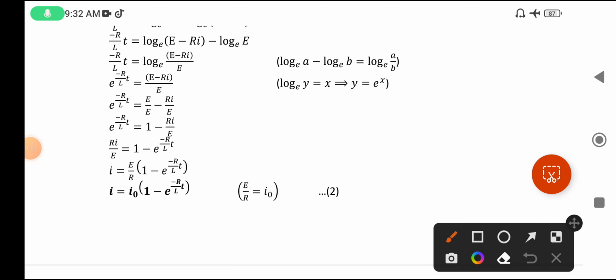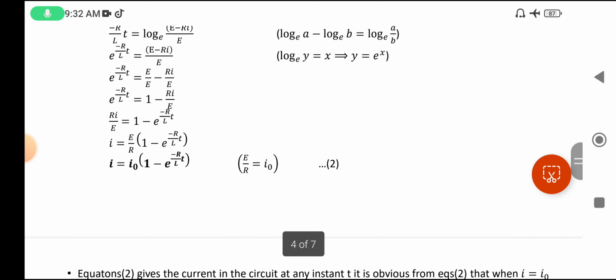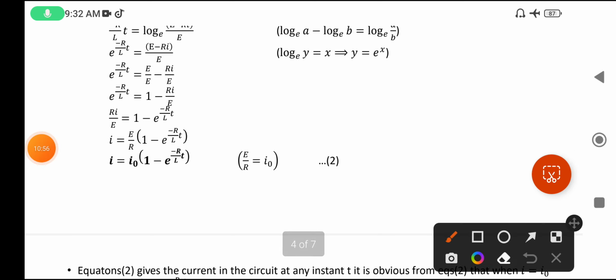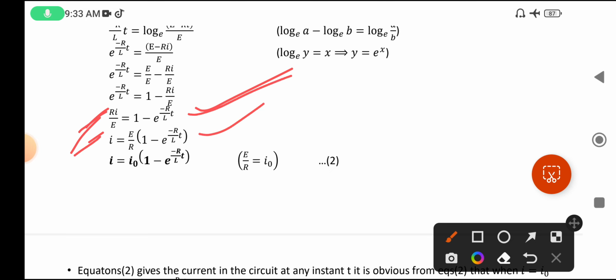Write like this: e power of minus R by L into t, and separate this, so separated like this, E by E is how much? 1. And now bring this to this side and this to this side, then you write it like this, and R by E, so E by R. Voltage by resistance is current.